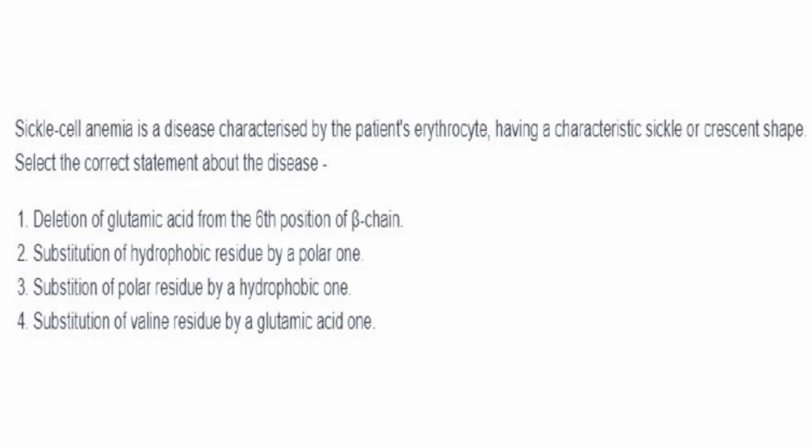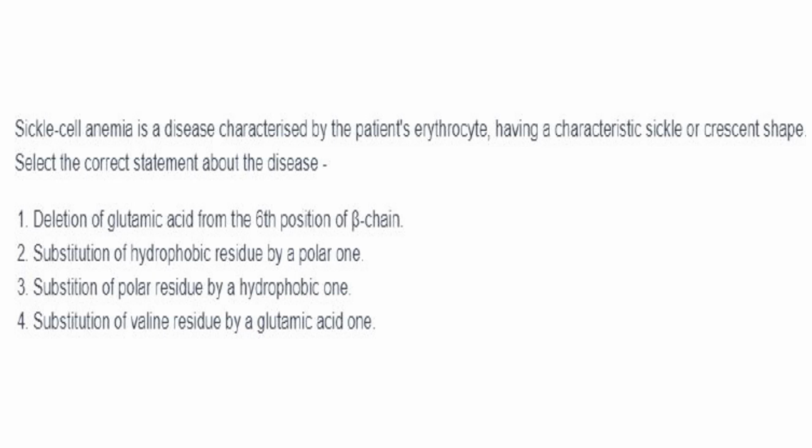So coming to the first question. Sickle cell anemia is a disease characterized by patients' erythrocytes having characteristic sickle or crescent shape. Select the correct statement about the disease. So sickle cell anemia is a point mutation in the hemoglobin B gene that codes for the beta globin subunit of hemoglobin. The mutation is due to substitution. Here glutamic acid at position 6 of the beta globin chain is substituted by valine, and this results in red blood cells having a sickle or a crescent shape.